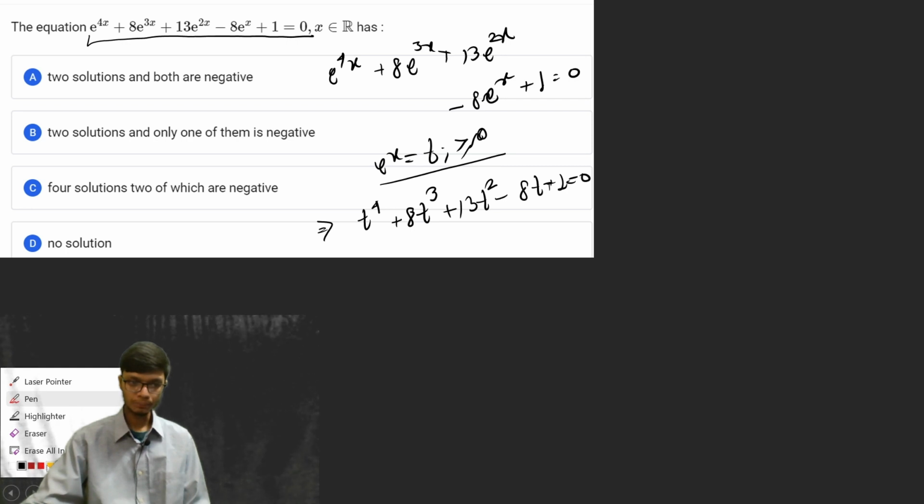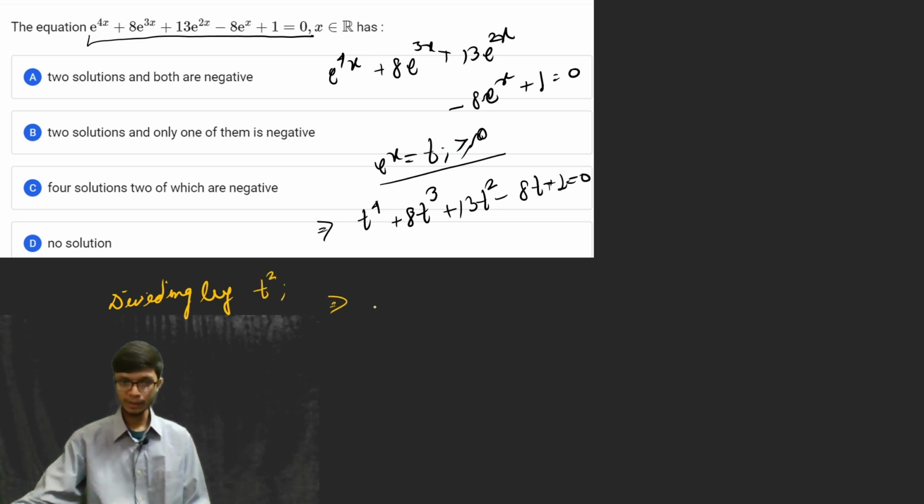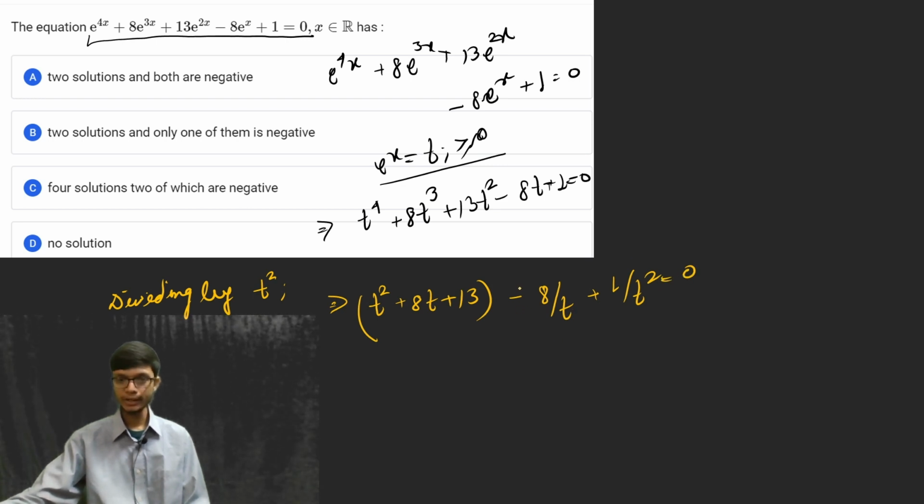Now what I will do from here, dividing by t square on both sides, I will obtain the equation as t square plus 8t plus 13 is one part, and the other part will be obtained as minus 8 by t plus 1 by t square. Now my goal is to basically get a quadratic in t and 1 by t. So if you look at this, then t square and I have 1 by t square.